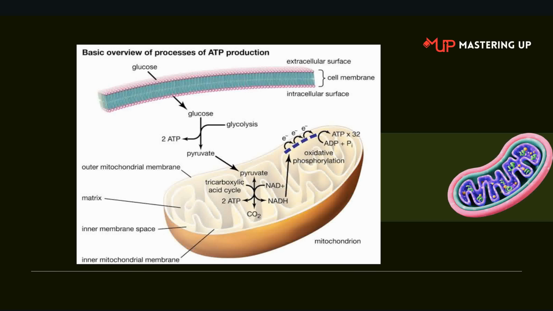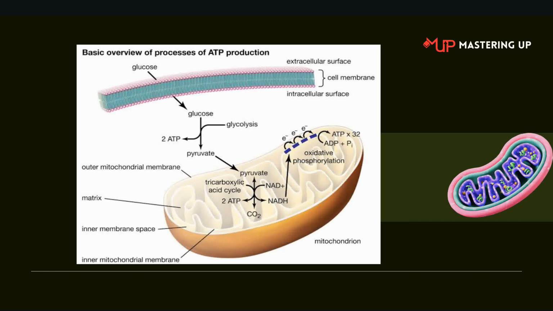Now let's see the overview on the process of ATP. You can see the glucose entering the cell membrane from the extracellular surface into the intracellular surface of the cell, where glucose is converted into pyruvate through the process called glycolysis.